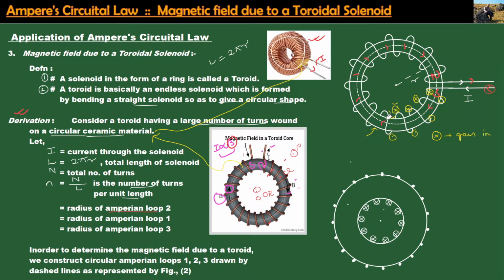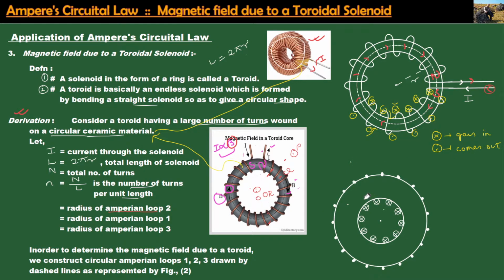Then again, it goes inside. This will be represented by a cross, and then it comes out from this particular point, a dot. Then again, it goes inside, represented by a cross, and then it comes out from here. That means it will be represented by a dot. So that is why all this outer circle will be represented by dots. All these dots represent the part of the current which comes out.